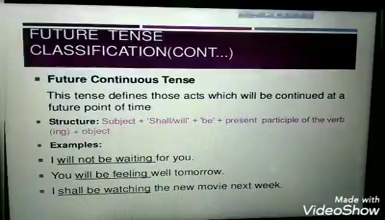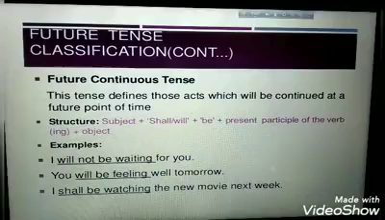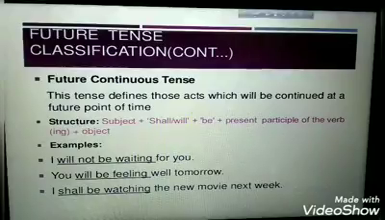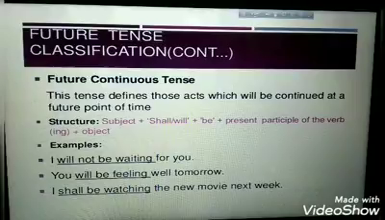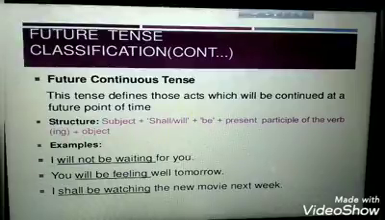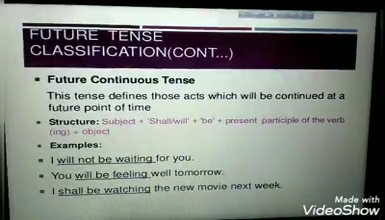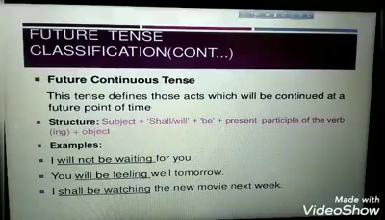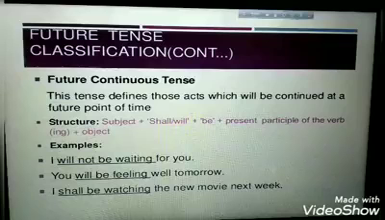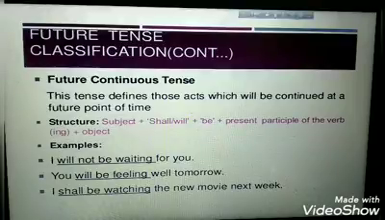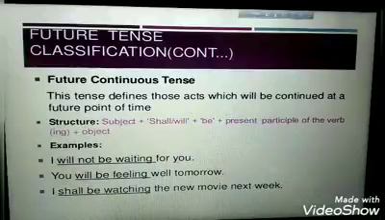The next, future continuous tense. This tense defines those acts which will be continued at a future point of time. That means it will be continued at the future point of time. Okay? Now, what's the structure of future continuous tense? Subject plus shall or will plus be plus present participle of the verb. That means you will have to add ing and plus object.